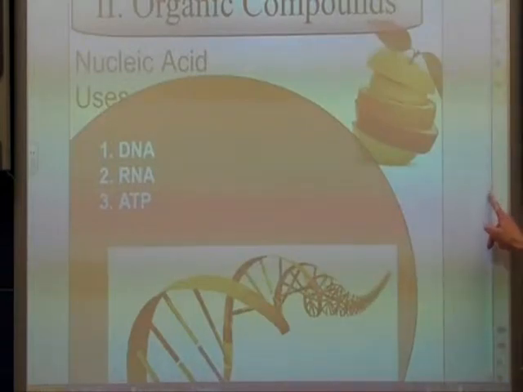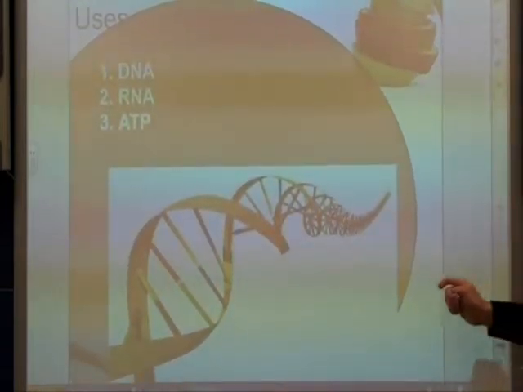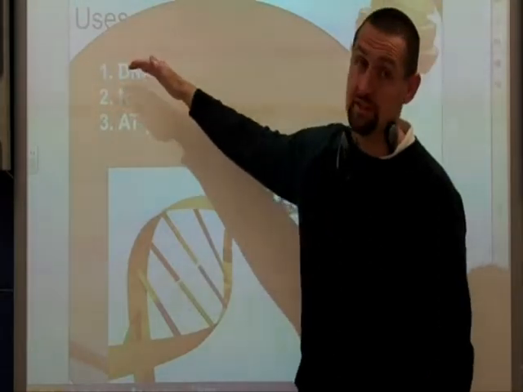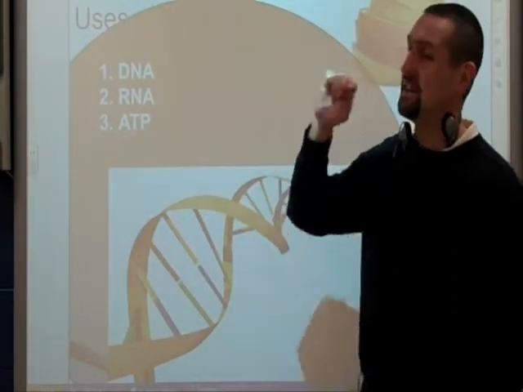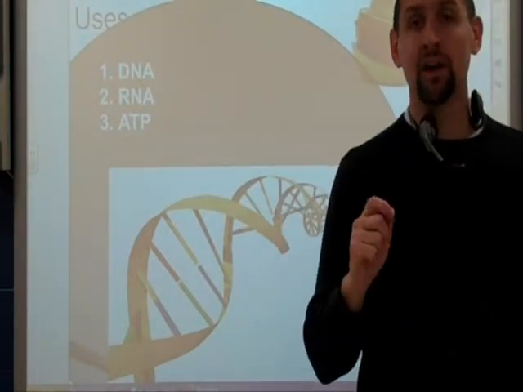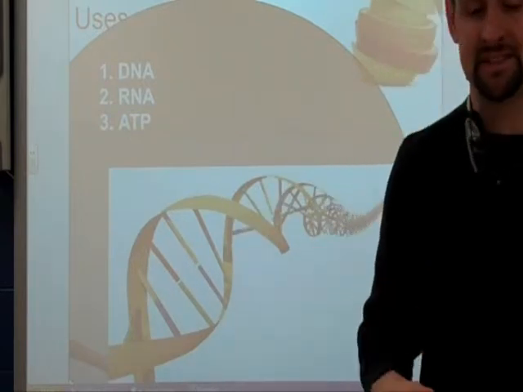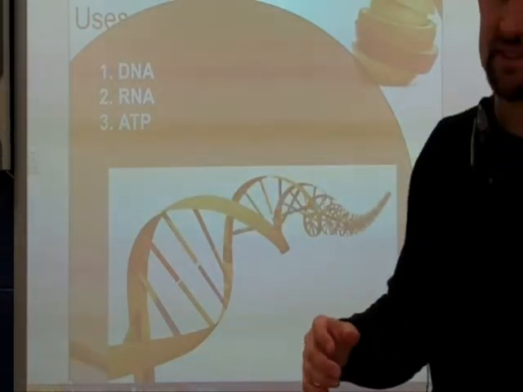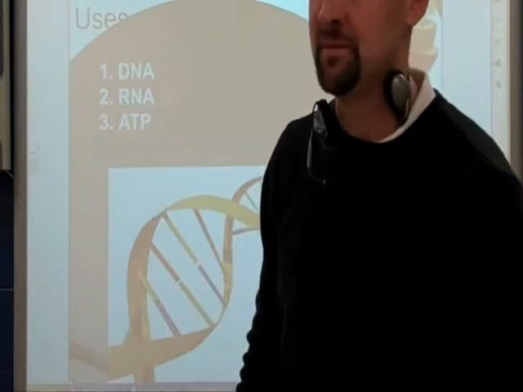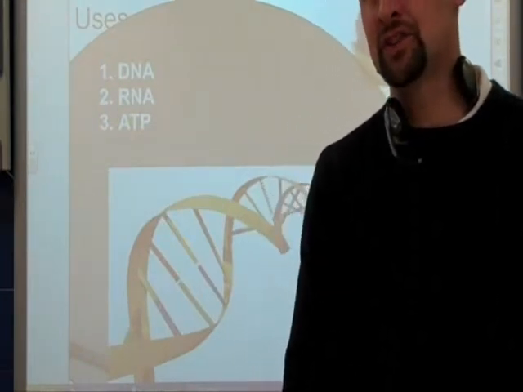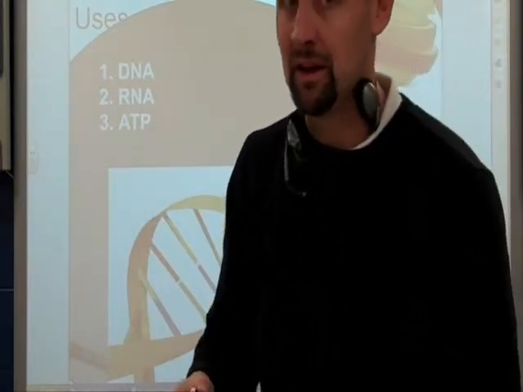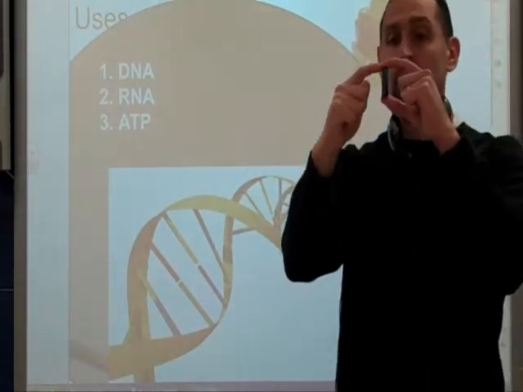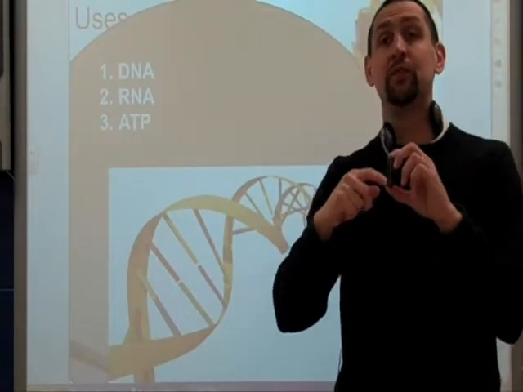So here are some examples of nucleic acids. DNA, RNA, ATP. DNA is all your genetic material. RNA is the molecule that your body uses to assemble proteins. It's like the building plans for proteins. You can use it to assemble proteins. ATP is kind of like a rechargeable battery in your body. So you have a battery, you use the battery up, and then you can recharge it.